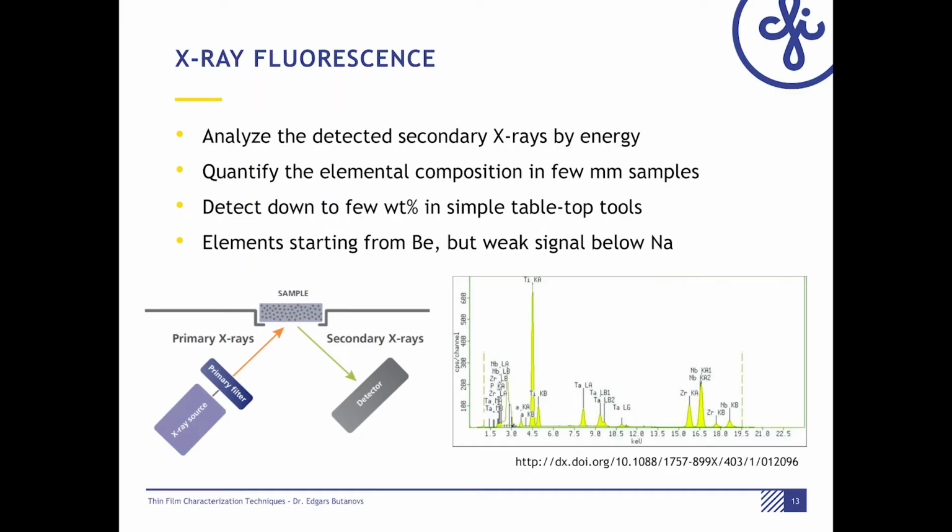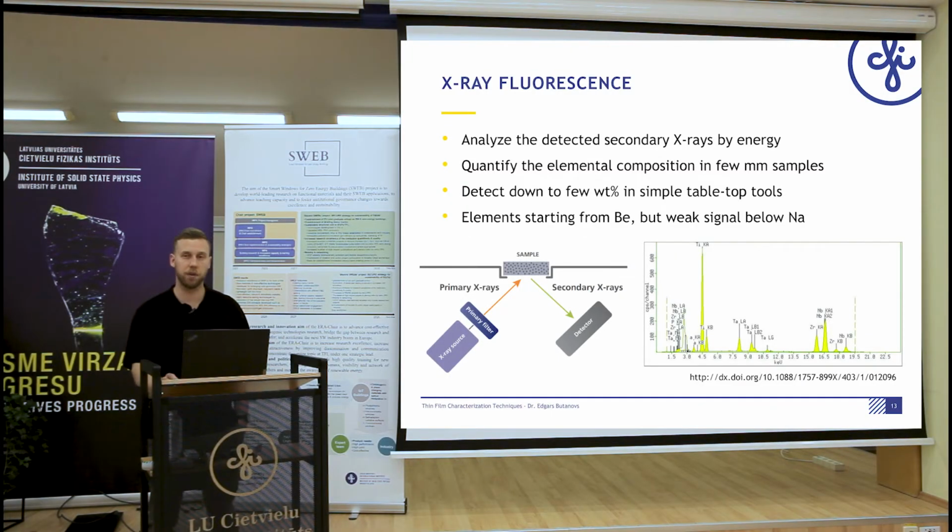So let's see what happens if we analyze the characteristic secondary X-rays. If we plot them by energy, we can identify the characteristic peaks of individual elements, and this gives us information about the elemental composition of the samples. Usually it's on the scale of a few millimeters, so it gives you information about a relatively larger area. And on simple tabletop tools, usually you can detect down to a few atomic percent.